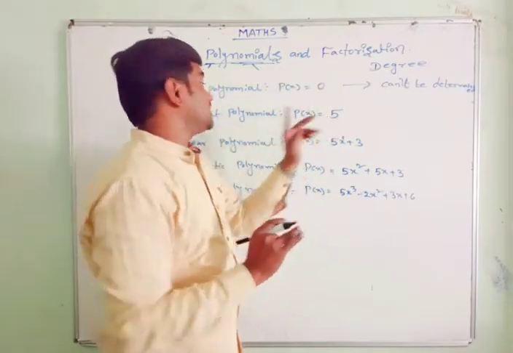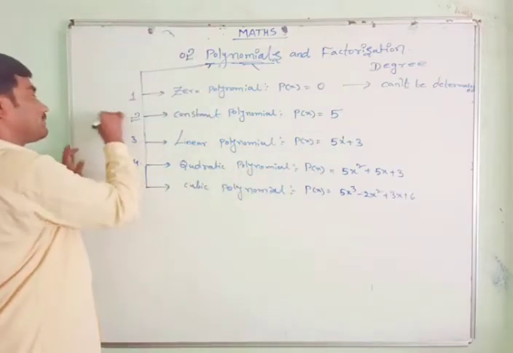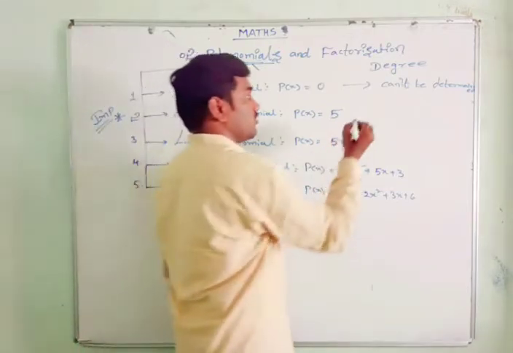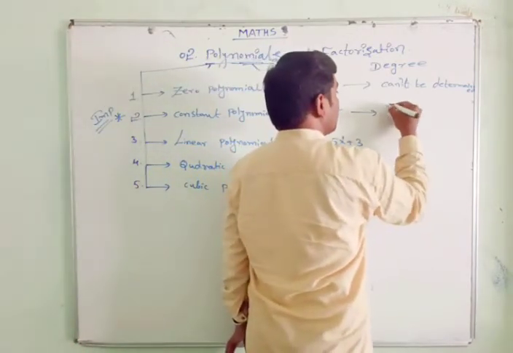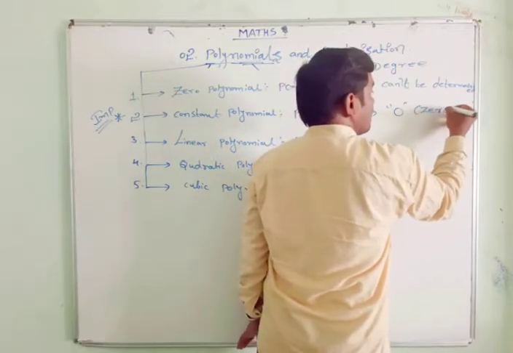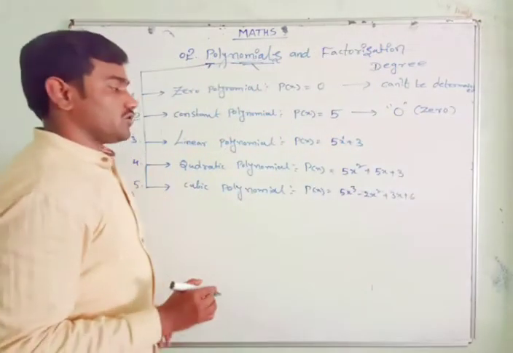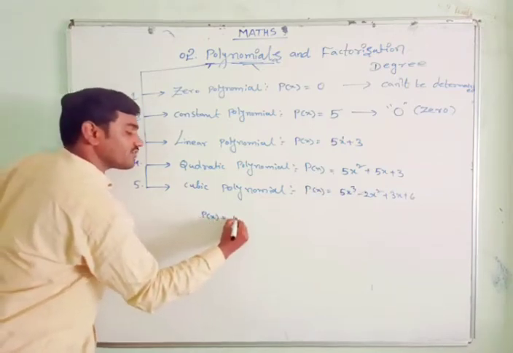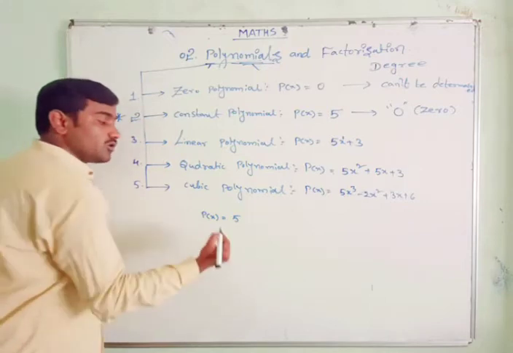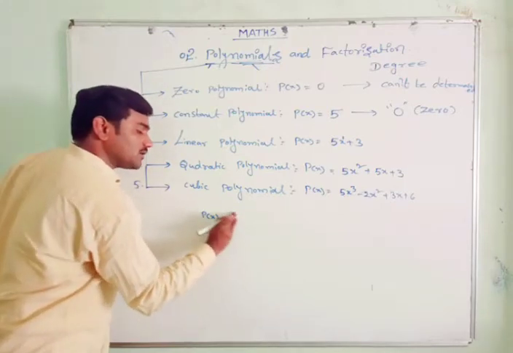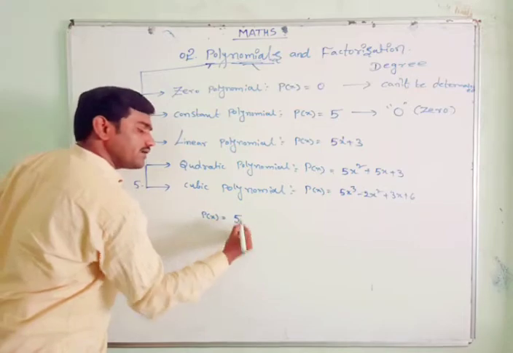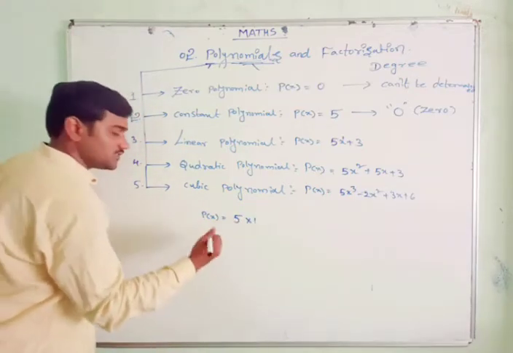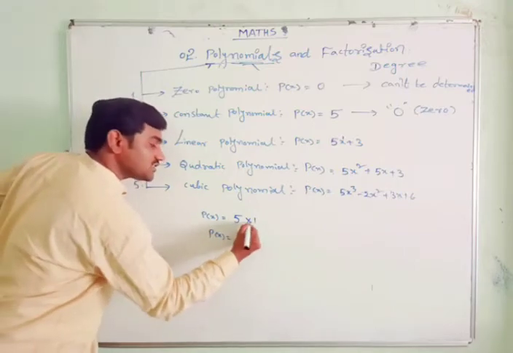What is the degree of the constant polynomial? This is important. The degree of a constant polynomial is 0. How can I say that? Suppose it is given that p of x equals 5, or any number such as 6. This 5 I can write as 5 into 1. Is there any change now? No change.